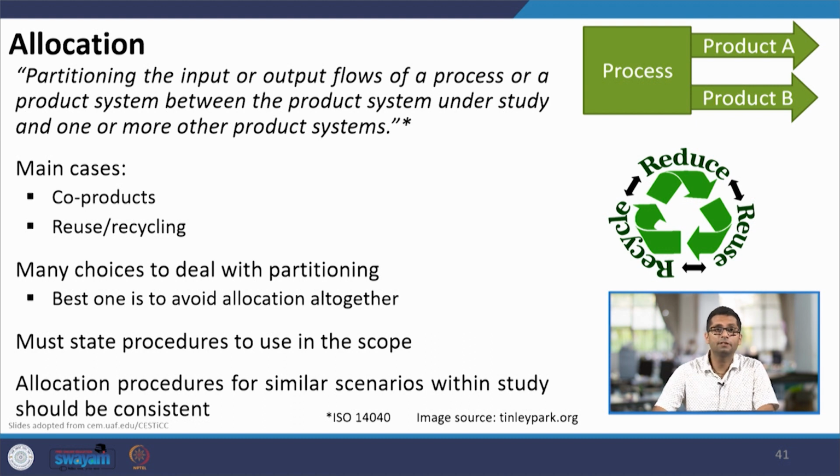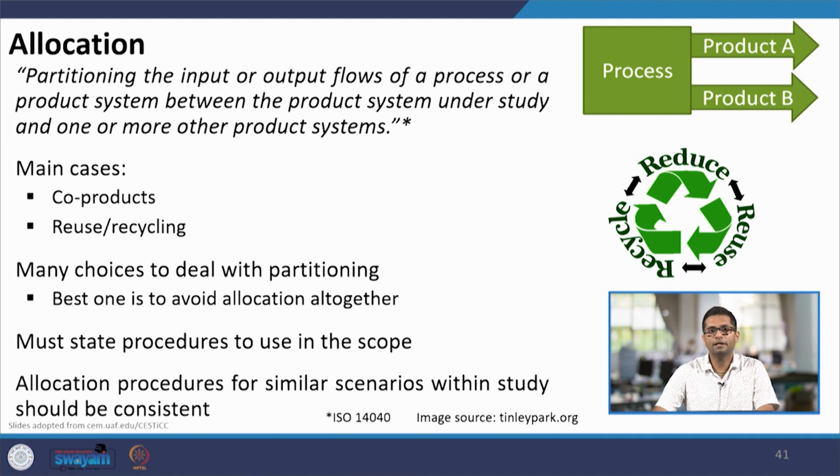Again, the ISO definition of allocation says: partitioning the input and output flows of a process or a product system between the product system under study and one or more other product systems. So if there is more than one product, how are you going to divide the emissions between the two? That is an important question to be understood.